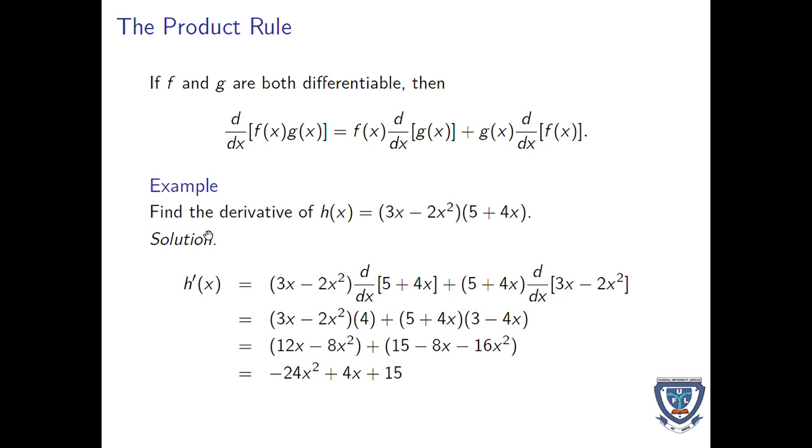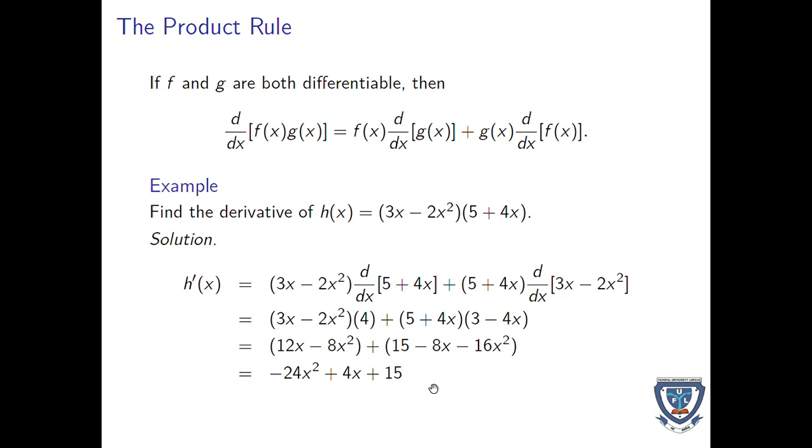Now we should find the derivative of h of x, where you can see very clearly we have a product of two polynomials. We'll call one of them f of x, and we'll call the second one g of x. By the time you apply differentiation using the product rule, you're going to have that the derivative of h of x is equal to minus 24x squared plus 4x plus 15, as seen here very clearly.